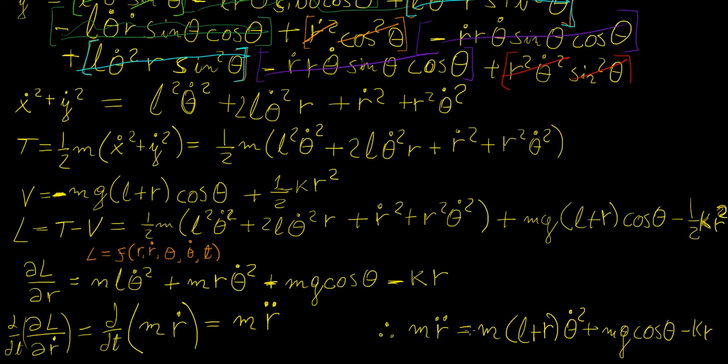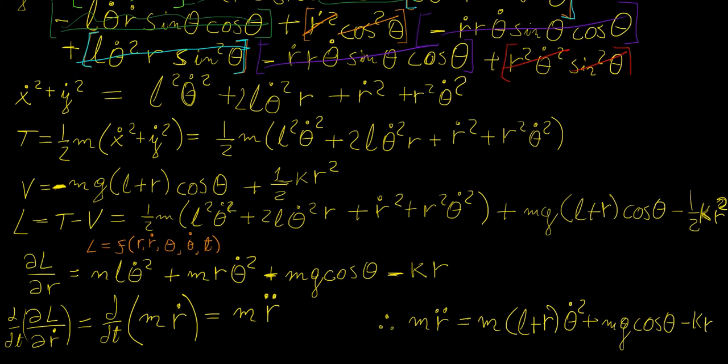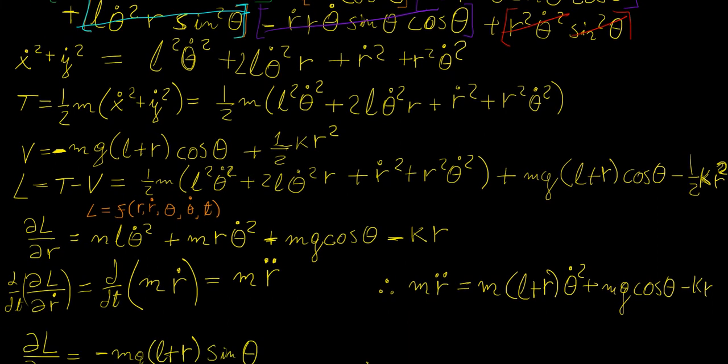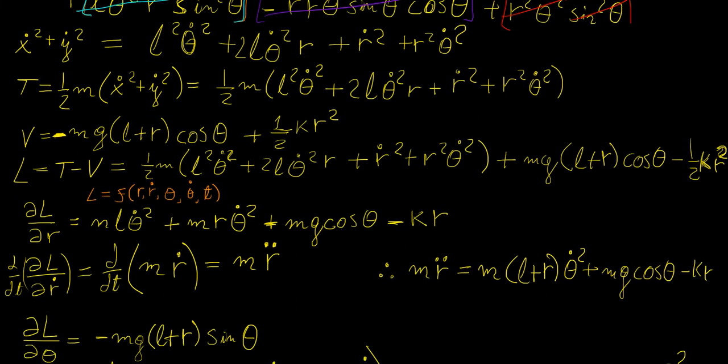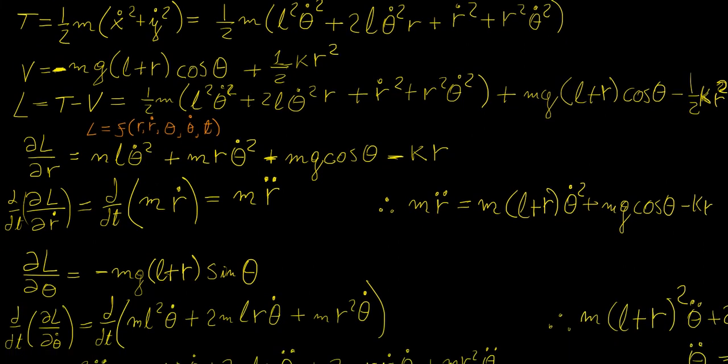So we're going to get a set of 2 coupled second order non-linear differential equations, which is really tough. We cannot even solve it analytically. So I'll show you later on how to solve this numerically. But for now, let's focus on the other equation, which is going to be given by these 2 variables.